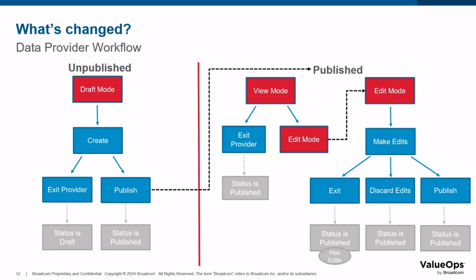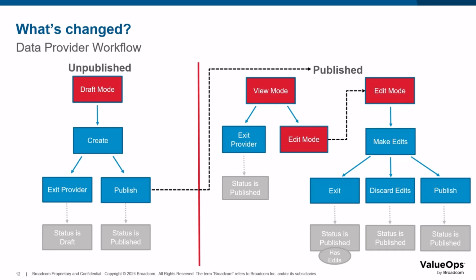Published data providers have two different modes that you can be in. One is View mode and the other is Edit mode. If you don't make any changes to your published data provider after it's been published, the status will stay as published. Now you can edit a published data provider, and as soon as you do that, its status will be changed to published with a Has Edits tag. And this is demonstrated by the workflow on the right.